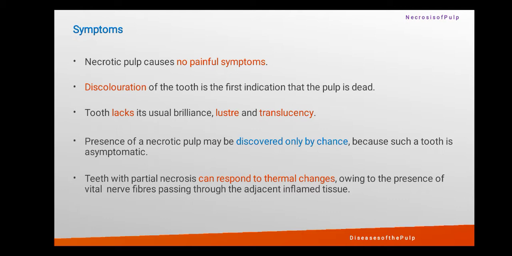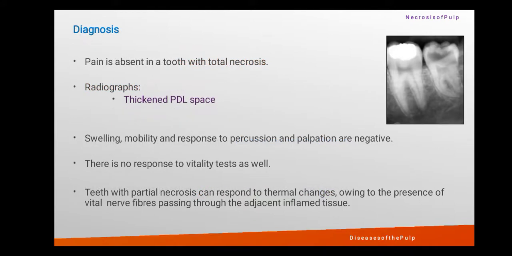So now the tooth is a little bit discolored. The tooth lacks its usual brilliance, luster, and translucency. The presence of a necrotic pulp may be discovered only by chance sometimes because the tooth is asymptomatic. Teeth with partial necrosis can respond to thermal changes owing to the presence of vital nerves passing through the adjacent inflamed tissue. Diagnosis: pain is absent in a tooth with total necrosis; thickened PDL space, swelling, mobility, and response to percussion and palpation are negative. There is no response to vitality tests as well.